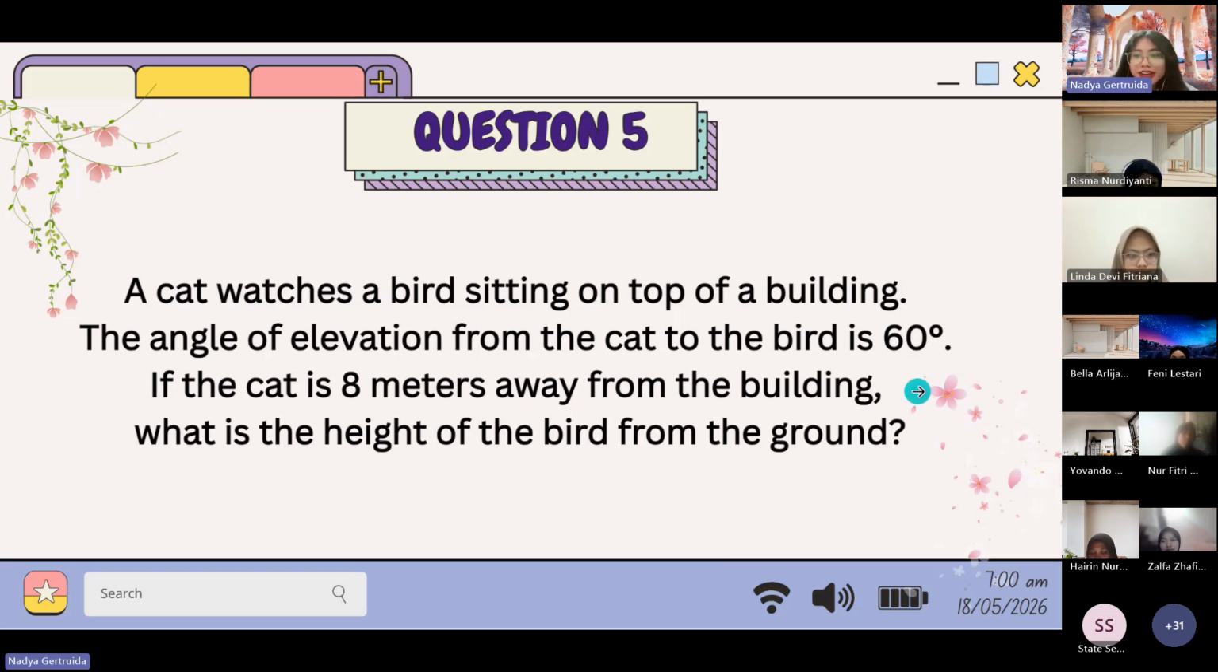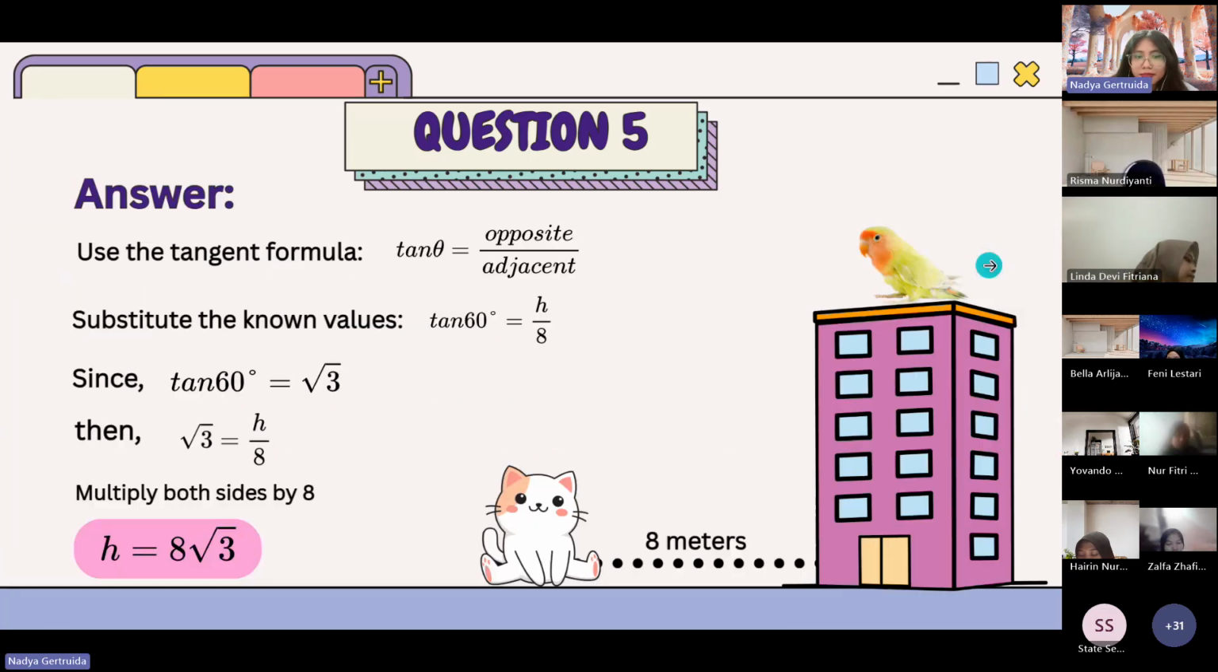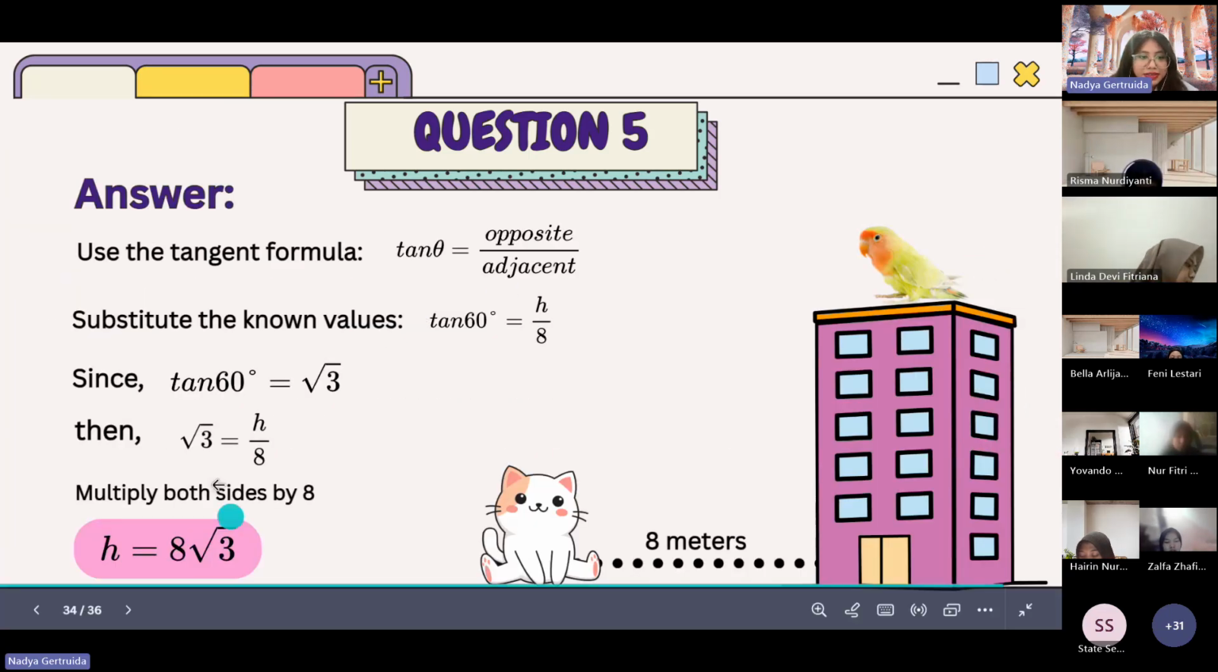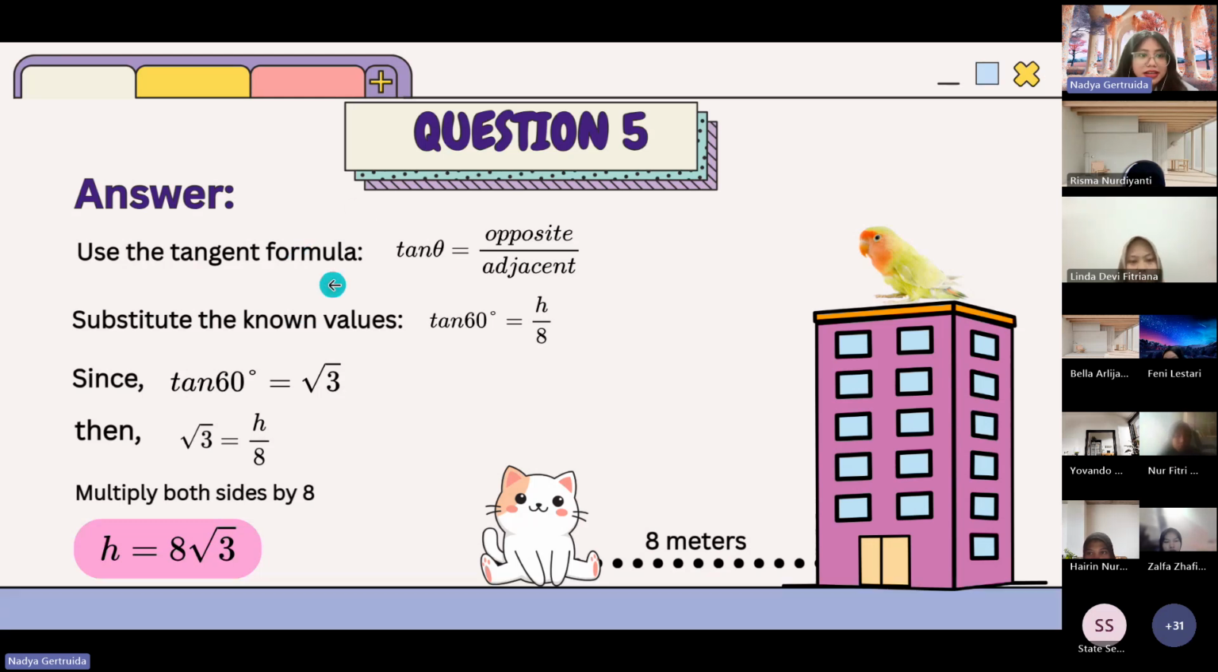Okay, Yovan, thank you for the answer and for your explanation. Let's see the answer. Yes, your answer is correct. For this one I use the tangent formula. If you use the sine formula, it also works, but I will explain using the tangent formula.